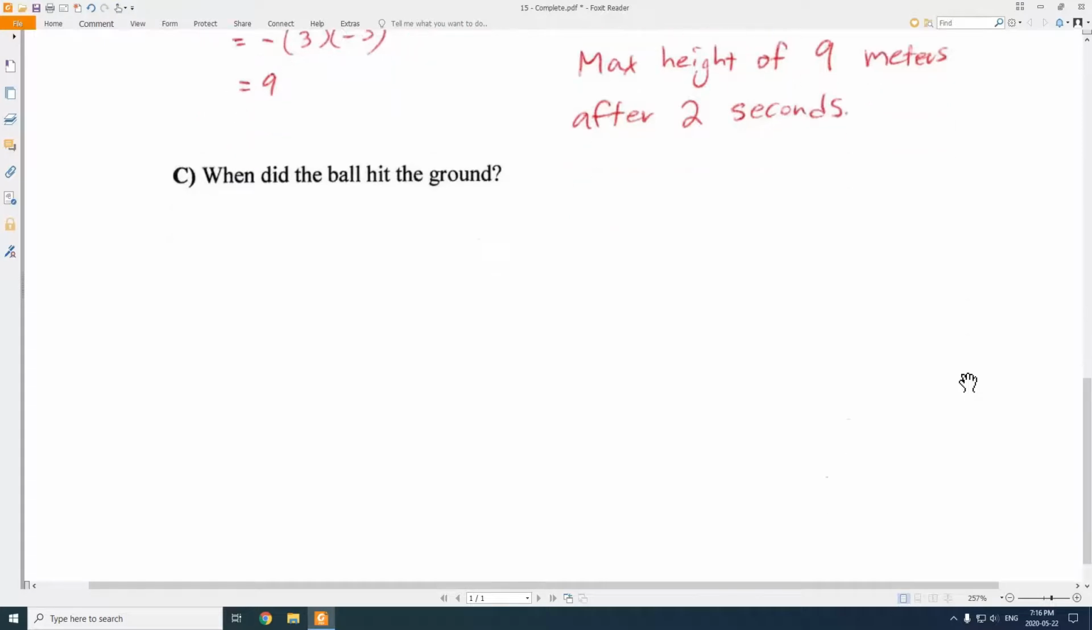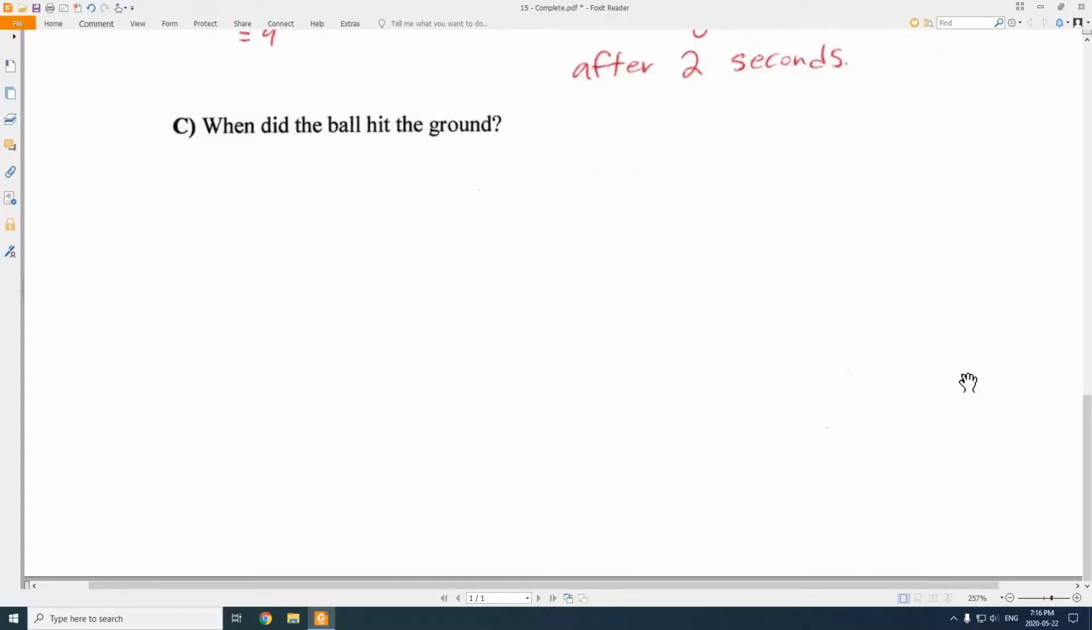Part C, when did the ball hit the ground? Well, once again, we were given the equation in factored form, so we already know our x-intercepts. Right? X-intercepts, -1 and 5, right? That comes right from our factored form. And hold on, the x-intercept, well, that's when the height is 0, right? That's where it's hitting the x-axis, meaning that our y value, our height, would be 0.